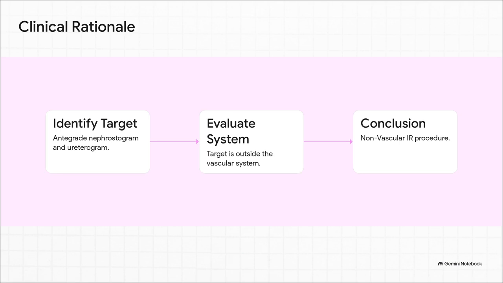All right, let's break down the logic step by step together. Step 1, we have to identify the target. A nephrostogram and ureterogram involve the kidneys and the ureters, right? That is the urinary collecting system. Step 2, determine the location relative to the bloodstream. Well, the urinary tract is a distinct system completely outside the blood vessel lumen. So, step 3, our conclusion. Because the physician is working entirely inside the urinary tract and not the bloodstream, this firmly belongs in the non-vascular category. If you guessed non-vascular IR, fantastic job. You are totally grasping the core anatomical logic you need for accurate coding here.